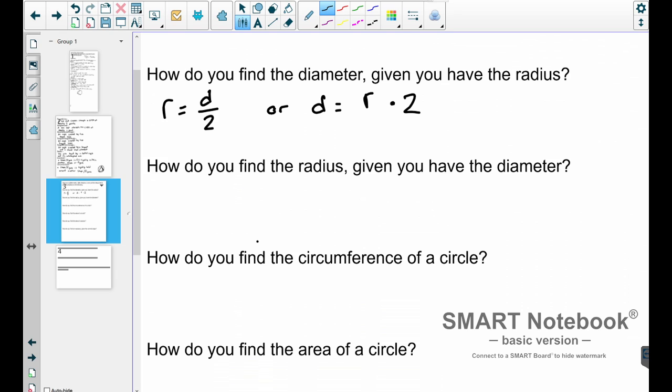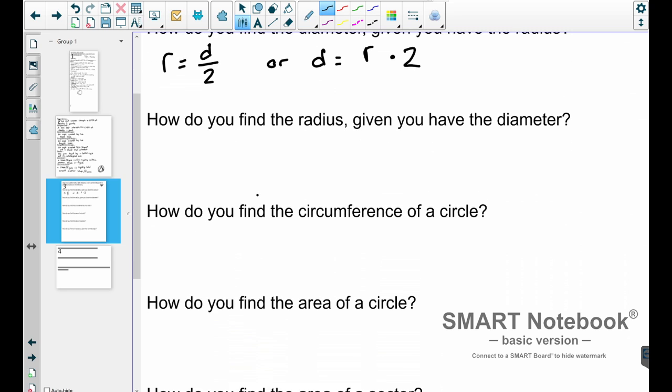And we kind of answered our next question here too. So if we have the radius and we need diameter, we can say either of those as well. You just plug in what you have. So your diameter is equal to your radius times 2, or your radius is equal to your diameter divided by 2. It's just best to know that the radius is half of the diameter. So if your radius is 4, your diameter is 8.